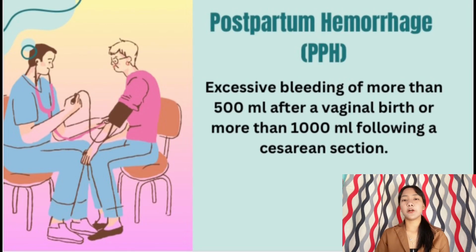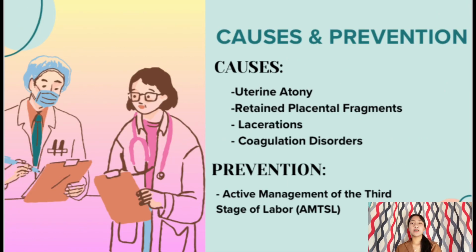Now that we are familiar with the postpartum and its three distinct phases, let us proceed to the possible complications of it, the bleeding and infection. Postpartum hemorrhage, or PPH. Postpartum hemorrhage is one of the most serious complications during the postpartum period. It is defined as excessive bleeding of more than 500 ml after a vaginal birth or more than 1000 ml following a cesarean section. Causes.